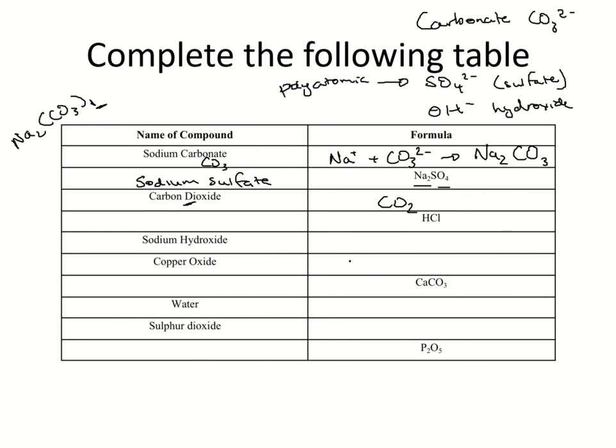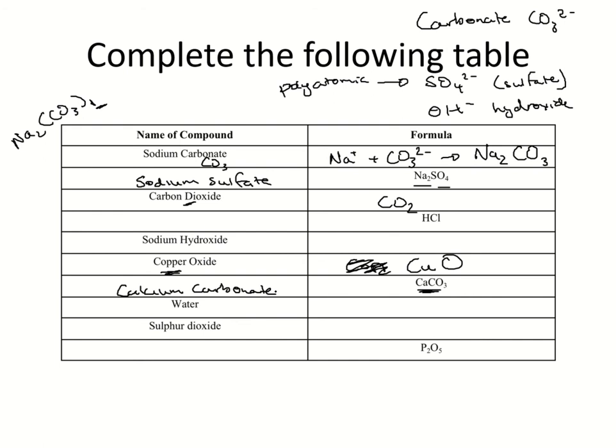We have copper oxide, so like we see here, copper is a transition metal, but it doesn't tell you what the valency is, so we assume it's 2. So copper is 2 plus, oxygen is 2 minus, so it's CuO. We have calcium, and then we have carbonate there, so it is calcium carbonate. Okay, and that's what we have here.